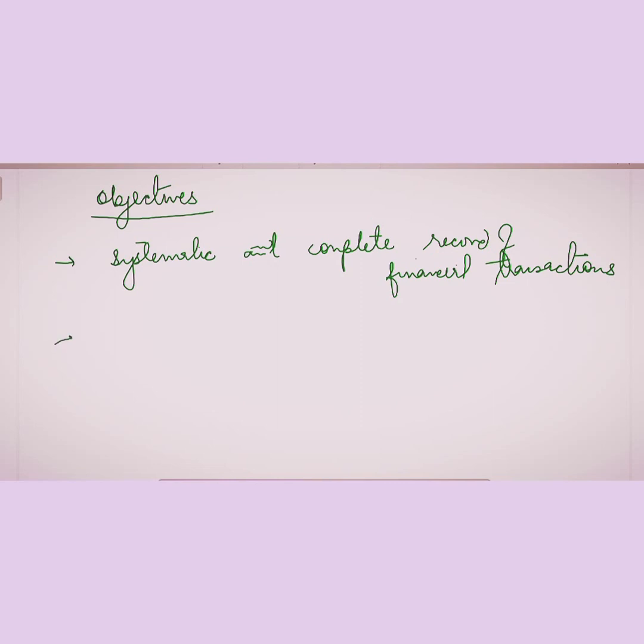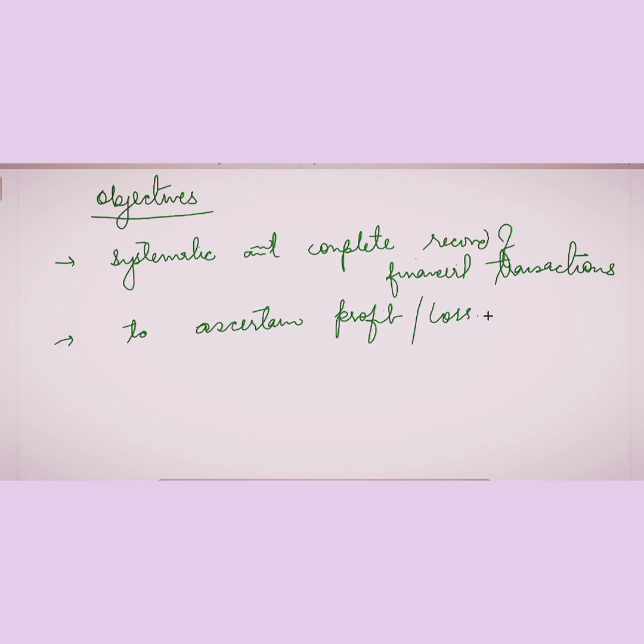Now the second objective is to ascertain profit or loss. As we are recording all the transactions in a complete manner, at the last of the process we remembered analyzing and interpretation. What we do there is prepare the PL account and balance sheet. Why do we prepare the PL account? Just to ascertain the profit or loss, whether the company is running in profit or loss.